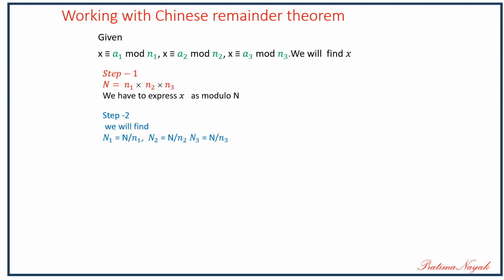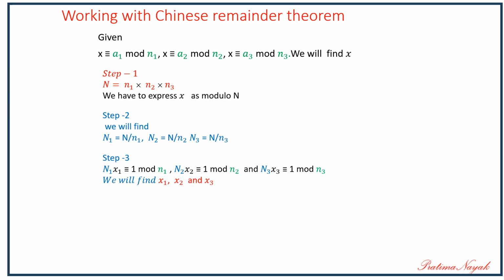So step 2, then we'll find capital N for each case, and the formula will follow that capital N1 is equal to capital N upon small n1, N2 is capital N upon small n2, and capital N3 is equal to capital N upon small n3. That means ultimately N1 equals n2 into n3, N2 is equal to n1 into n3, and N3 equals n1 into n2, because N is equal to the product of these.